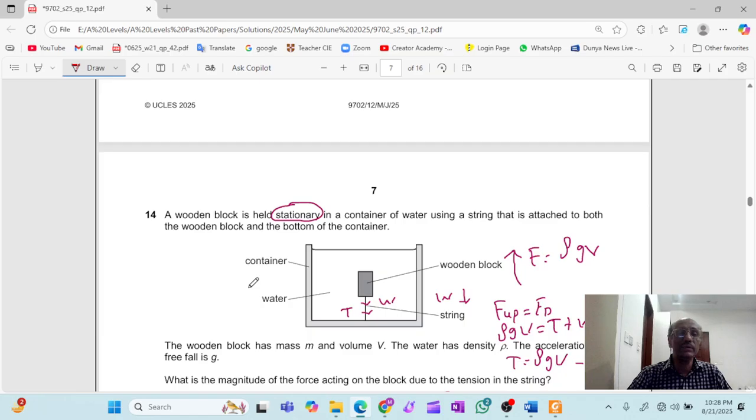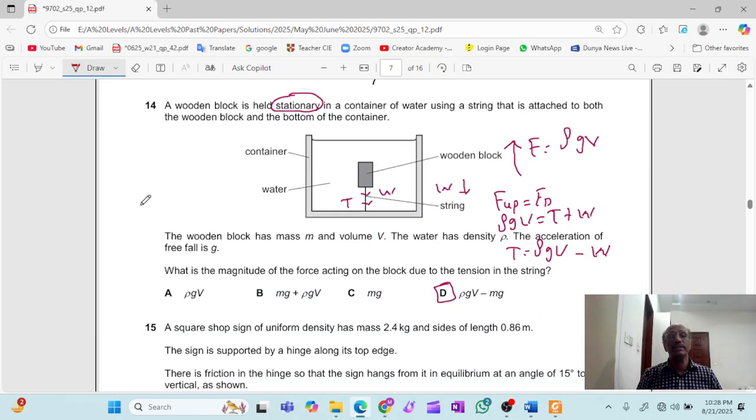Then the next question, question number 14. This question is related to forces. The wooden box will try to move in the upward direction, so tension will act in the downward direction. The weight will also act in the downward direction. So there are two forces acting in the downward direction. A wooden block is held stationary, which means that the forces are balanced. The upward force is equal to the downward force.